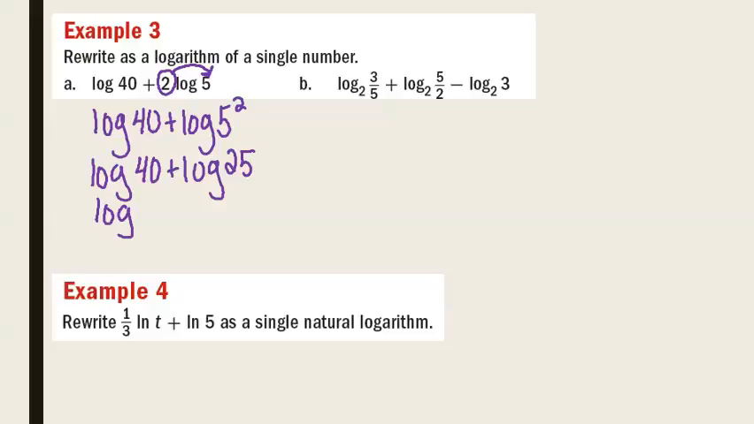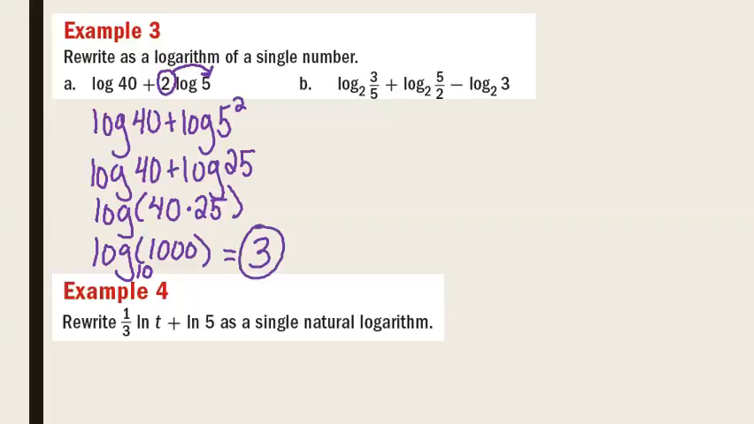And using our addition and product rule for logarithms, if I'm adding logarithms, I can turn it into the multiplication inside a single log. And we know 4 times 25 is 100, so 40 times 25 is 1,000. And now remember, if we don't have a base written here, this is really log base 10 of 1,000. Well, that means 10 to the third power is equal to 1,000. So our answer is 3. So we can actually simplify it there.